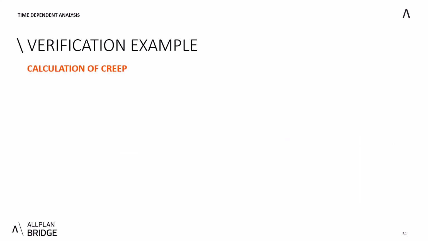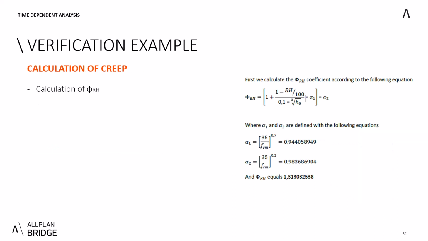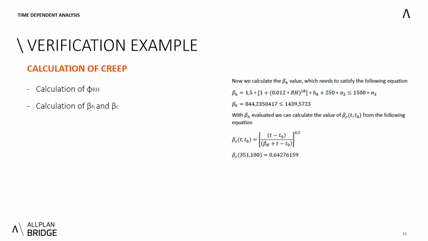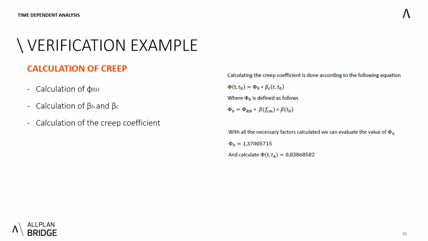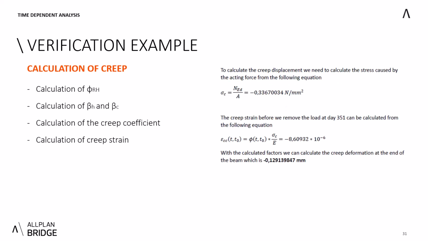Of course, the same we have done for creep. We are calculating the factors according to Eurocode, so beta H, beta C factors. Of course, we calculate also the creep coefficient and the creep strain. And basically then to calculate the creep displacement, we need to calculate the stresses caused by the acting force from the following equation, as we see on the right side. I'm not trying to go too much into detail here, because it's just formulas from the standard.